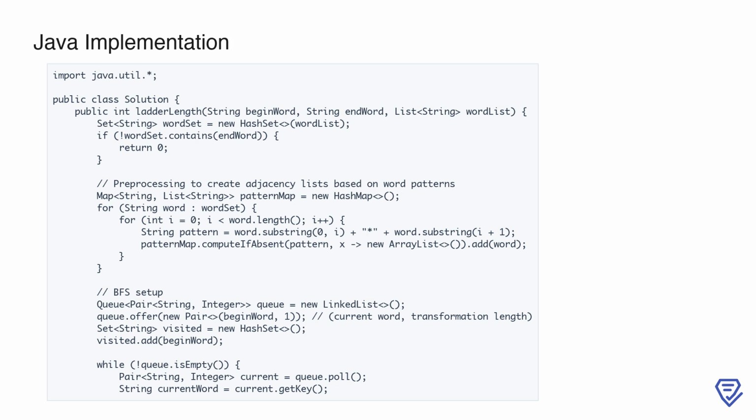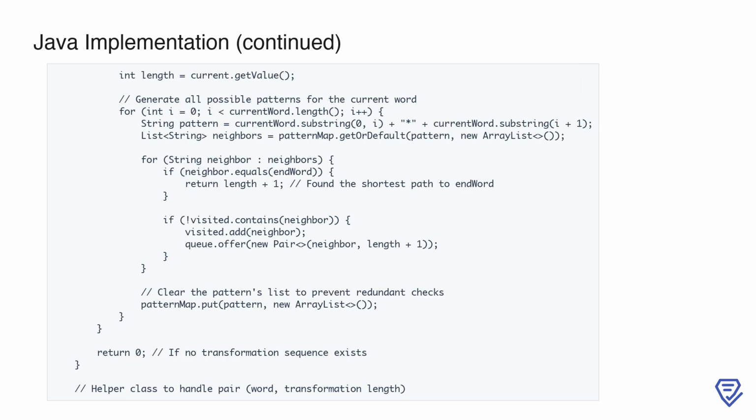Finally, the BFS setup begins. We initialize a queue to store pairs containing the current word and the transformation length, starting with the begin word and a length of 1. A visited set is also initialized to keep track of words that have already been processed, ensuring we don't revisit them and create infinite loops.